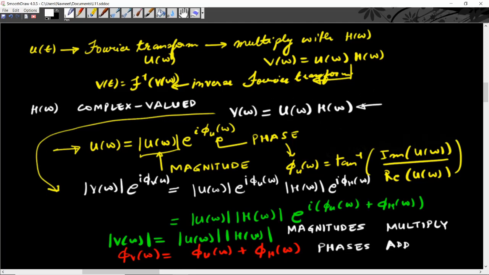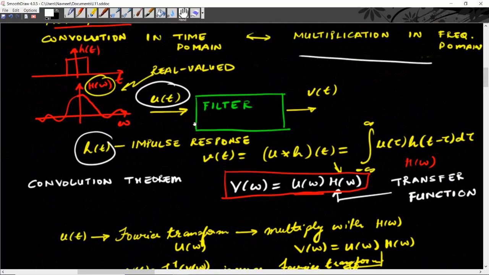Therefore, if we wish to attenuate certain frequencies in the signal through multiplication in the frequency domain or convolution in the time domain without affecting the phase, we should choose a transfer function H of omega that is real valued, so that this term phi of H is 0 and the phases of the input and the output signals are the same. And we've already seen that the moving average filter, which is characterized by a transfer function of the form of a sinc function, actually satisfies this condition.